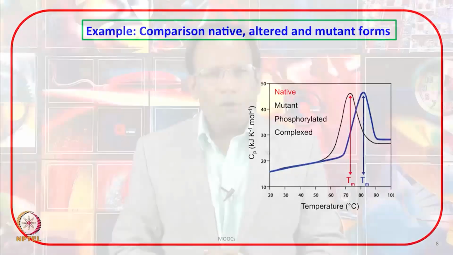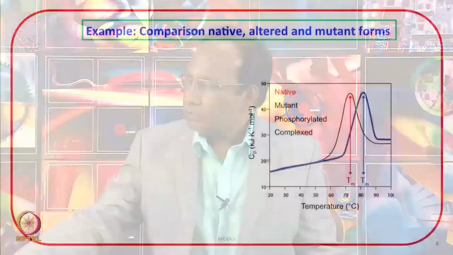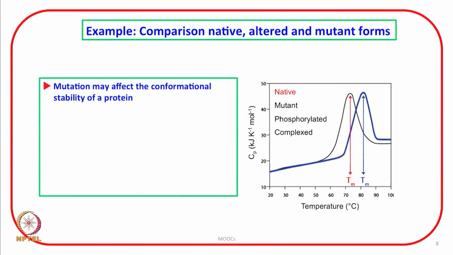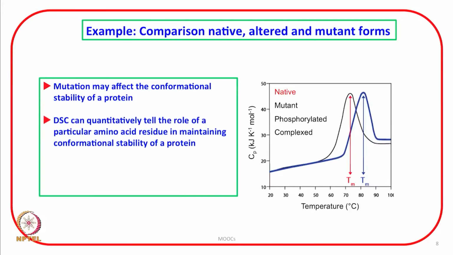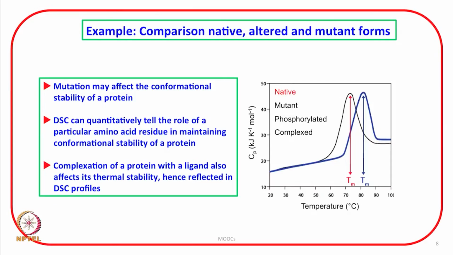Mutations have given a lot of information about the role of a particular amino acid in maintaining the conformational stability of a protein. Therefore, differential scanning calorimetry of mutated proteins has provided a lot of information about the role of particular amino acids in maintaining the thermal and conformational stability of the proteins. So, let us take a look at the comments. Mutation may affect the conformational stability of a protein. DSC can quantitatively tell the role of a particular amino acid in maintaining conformational stability of a protein, and complexation of a protein with a ligand also affects the thermal stability and hence is reflected in the DSC profile. This comment we will discuss in more detail when I talk about the ligand binding phenomena.